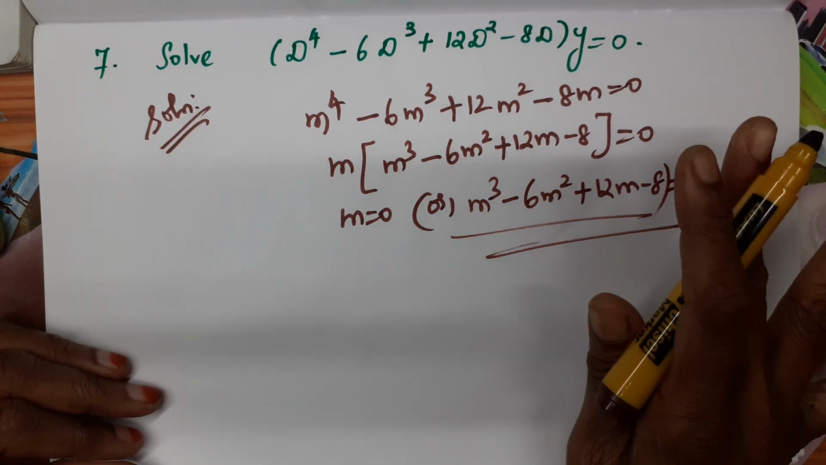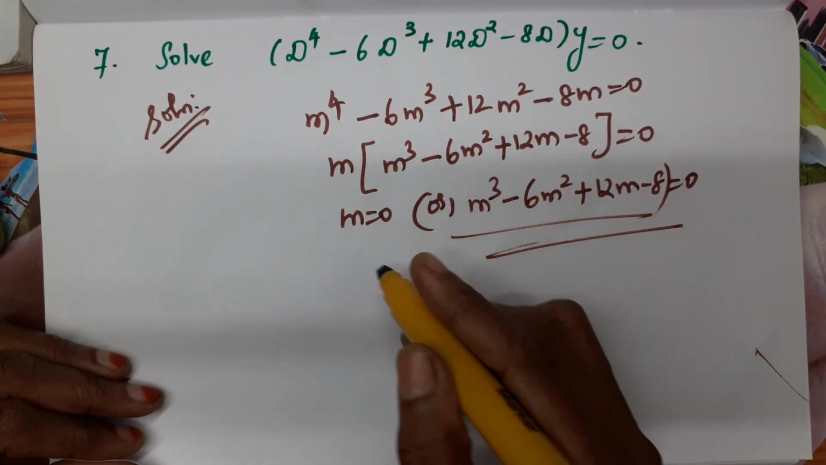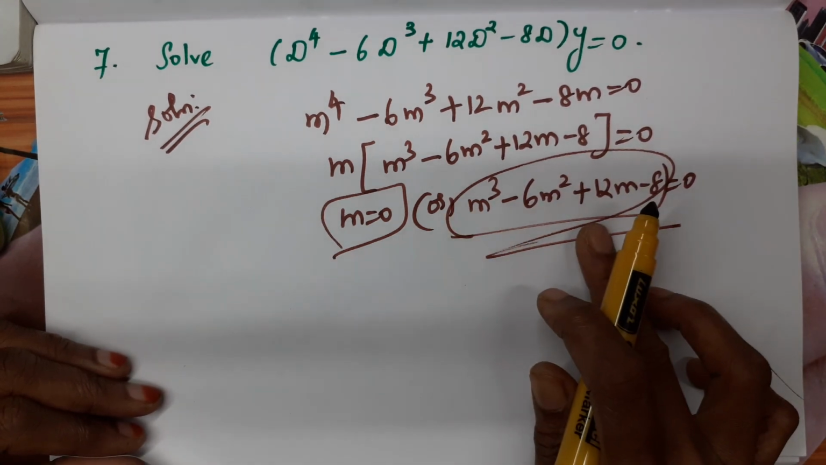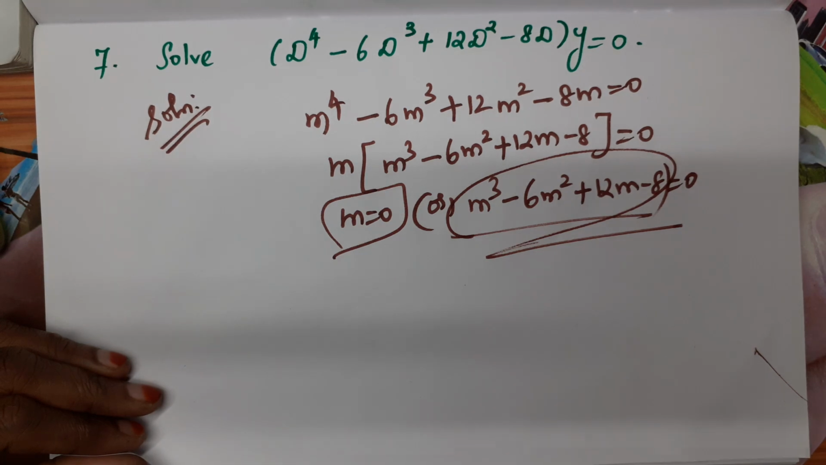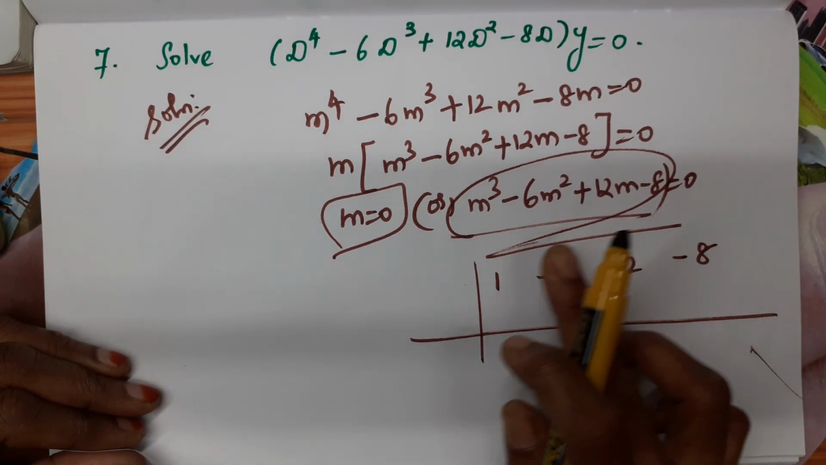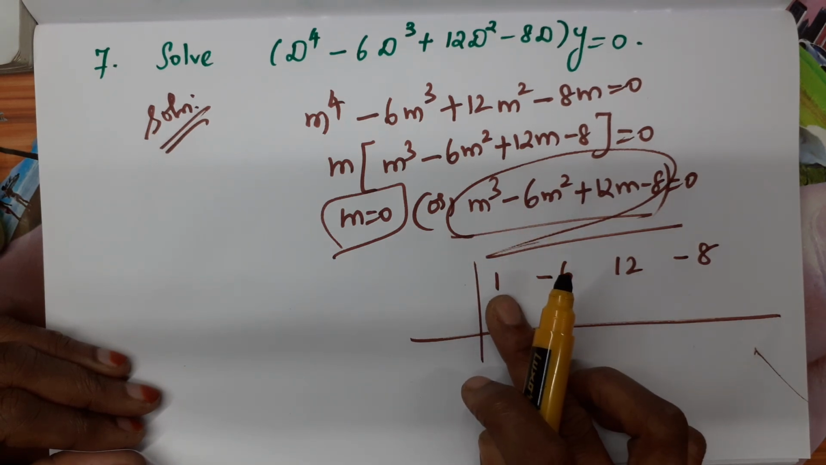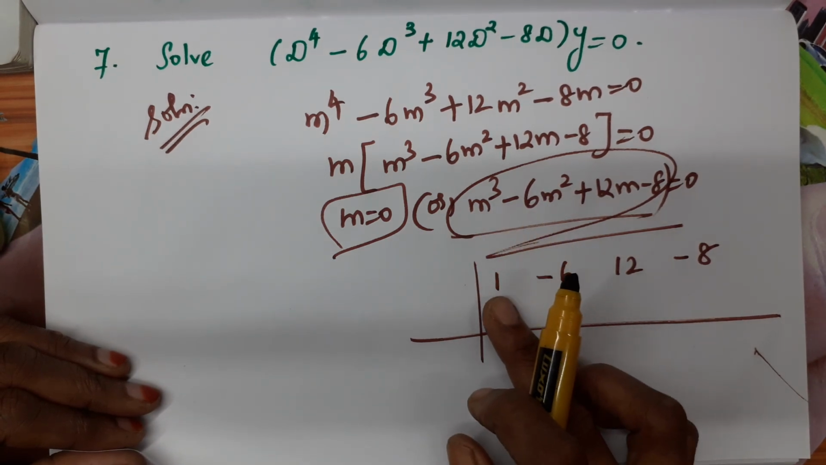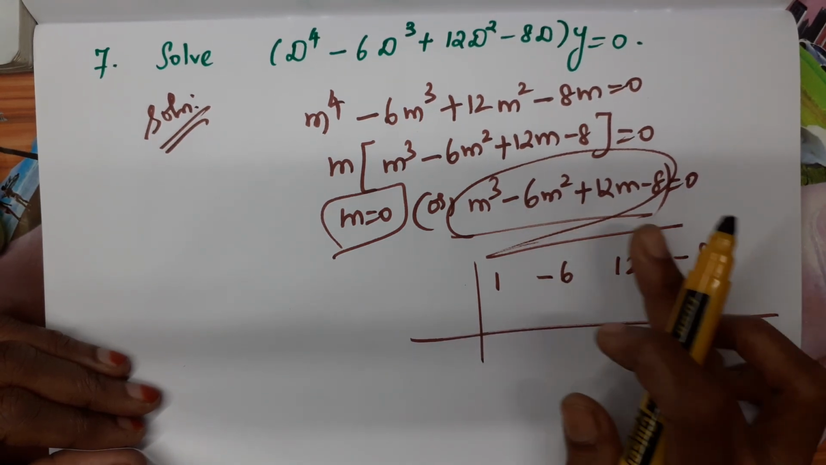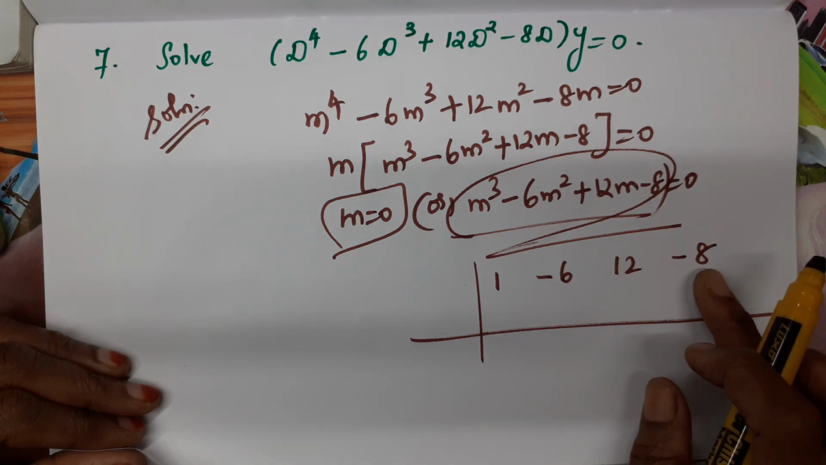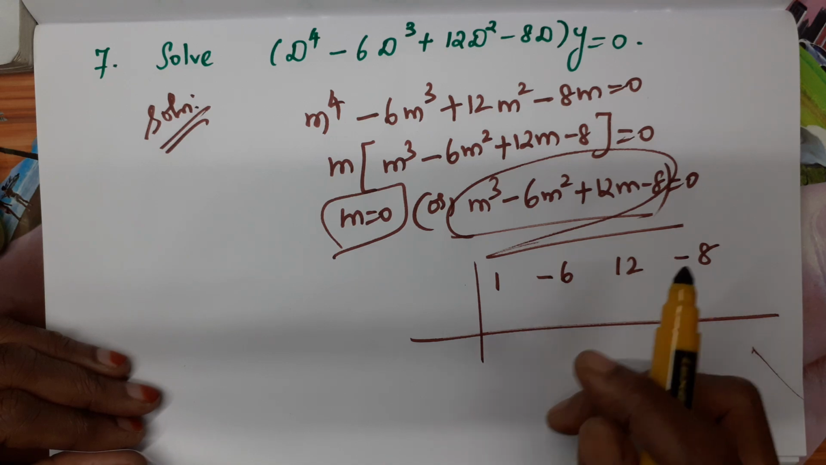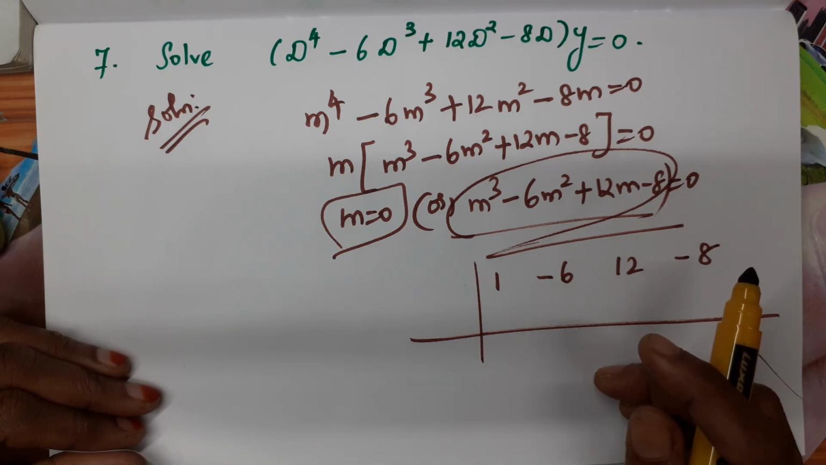So totally we have to find 4 roots. One root we already got, that is 0. The remaining 3 roots we have to find from this cubic equation. This is the method we use for finding the roots of a cubic equation. We have to write the coefficients in order: the first coefficient is plus 1, second is minus 6, third is 12, and this is minus 8. We have to substitute values like plus 1, minus 1, plus 2, minus 2, and start like that.